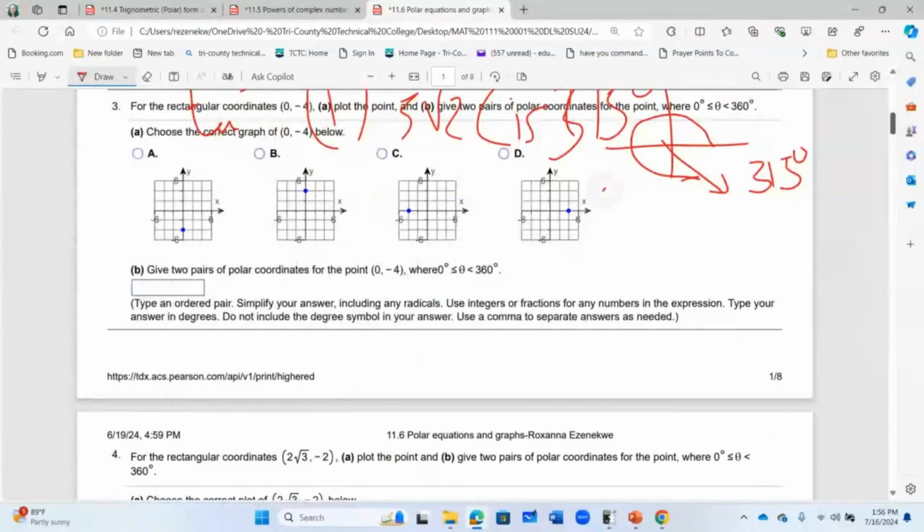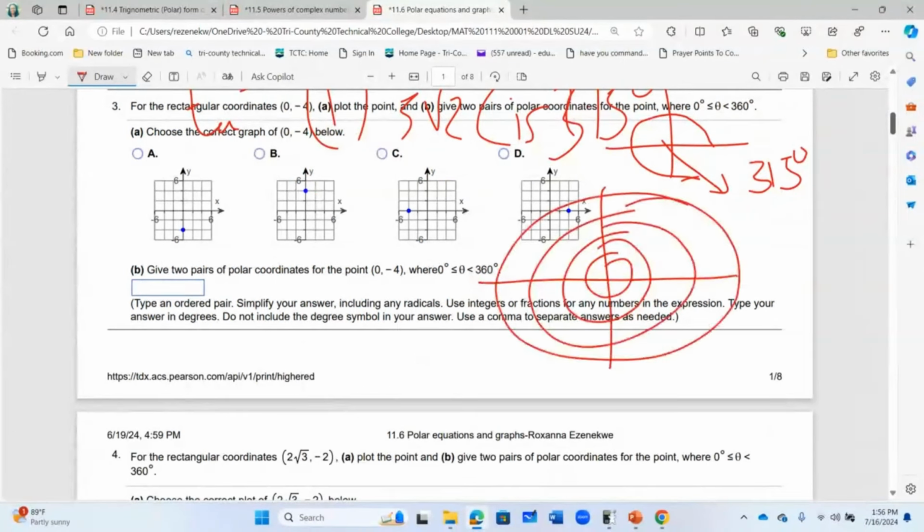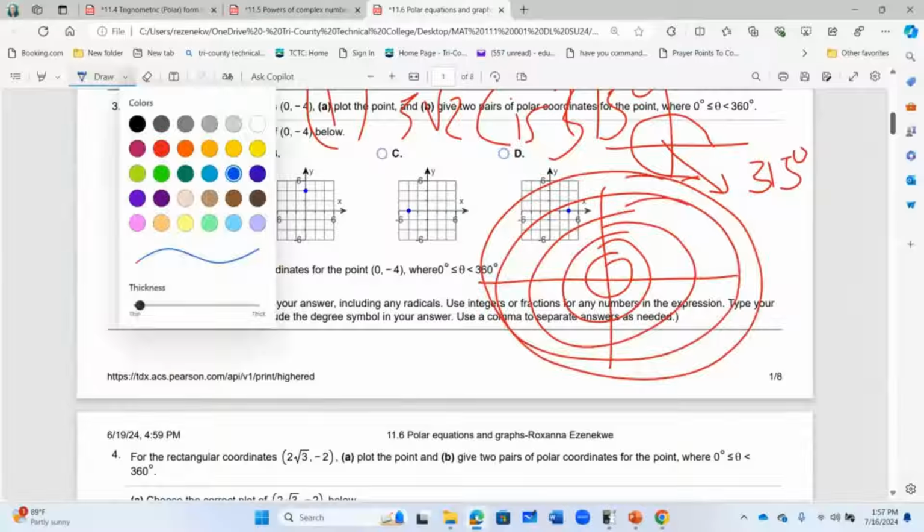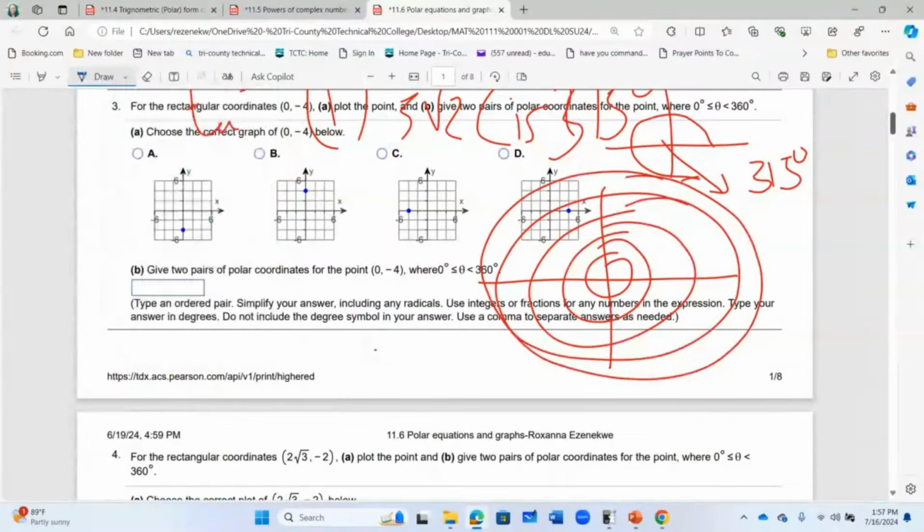First of all, the radius is approximately 5, so I have 1, 2, 3, 4, 5 circles, and I need to graph 2 pairs. The first one is approximately 5, 315. 5, 315 is here. Remember, it is the 5th circle. So this is (r, theta), r equals 5, so (5, 315).